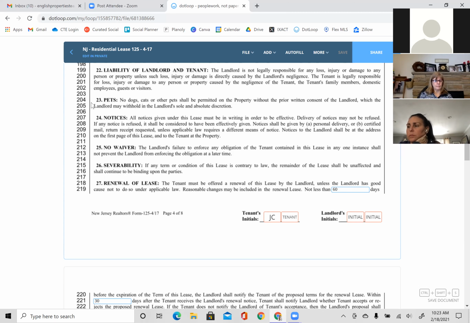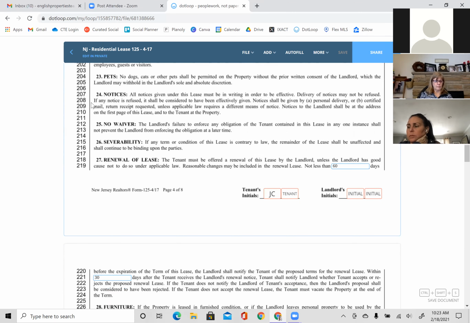Okay. Pets. So the lease just outright says no dogs, cats, or any other pets are allowed on the property without written consent from the landlord, right? So basically, unless you write into this lease that they will allow, you know, 1 25-pound or under dog, or 1 cat, or the landlord is okay with any pets, whatever the terms are. Unless you write this, technically, no pets are allowed on the property.